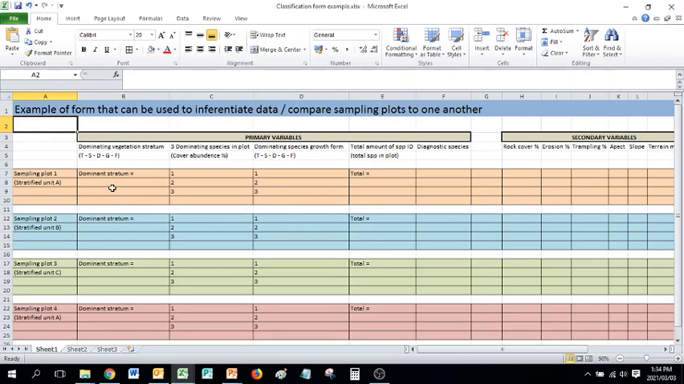So you take the 1 Bromley form and you take the relevant data that is asked of you and you fill it into this form. It's going to ask what was the dominant stratum: tree, shrub, dwarf shrub, grass, forb. Which one was that? And then give me the 3 dominating species in the plot. Give the species name and the cover abundance percentage as well. And then for each one of those, give me the specific growth form.